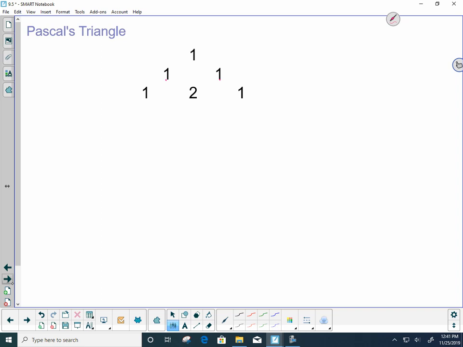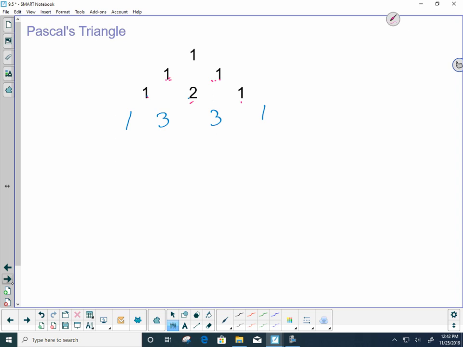And then for the second row, which is really the third row, but we call it the second row, I start off with a 1, I add these two together, and I end up with a 2, and then I end with a 1. So to write the next row, I'm going to start with a 1, add these two together and get 3, add 2 plus 1 and get 3, end with a 1. So I always start with a 1, always end with a 1.